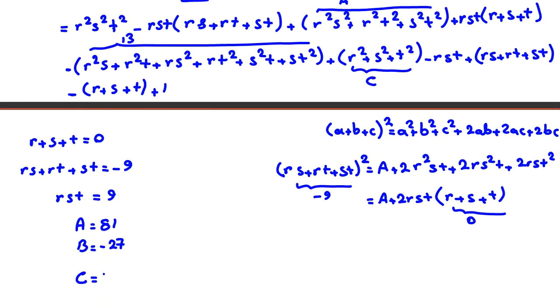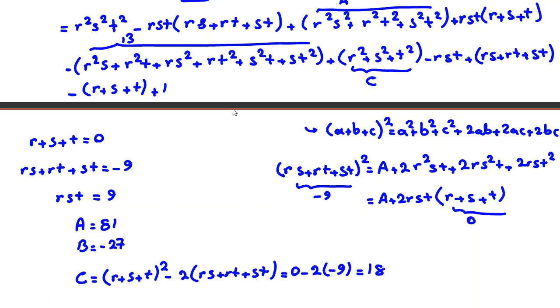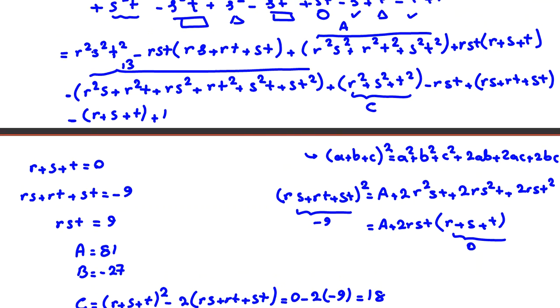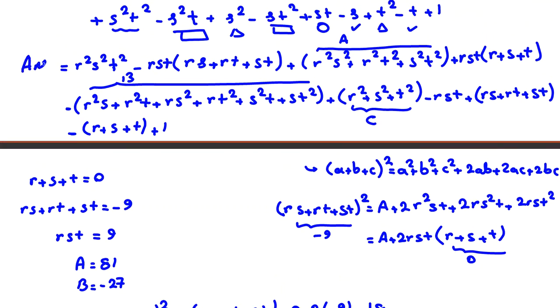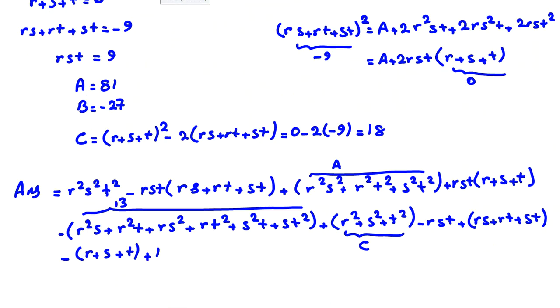This solution is good for learning how to work with identities. Again, we use this one, and we know r squared plus s squared plus t squared is r plus s plus t squared minus 2 times rs plus rt plus st. R plus s plus t is 0, so it will be 0 minus 2 times negative 9. So it is 18. We've calculated this. Now I want to reach the answer. Our answer is this, so let's copy.